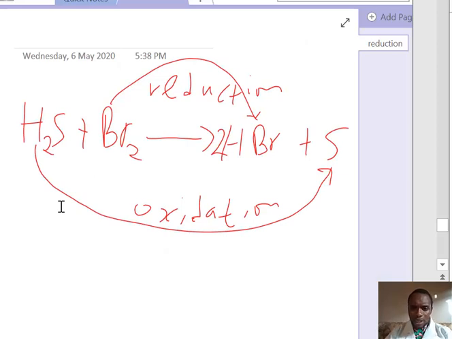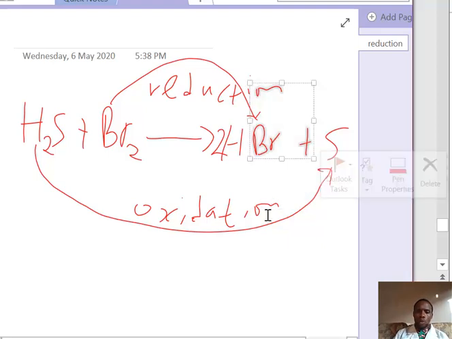Now, when you look at the reaction between hydrogen sulfide and bromine to give us hydrogen bromide and sulfur, you discover that here sulfur is with hydrogen and here sulfur is without hydrogen. So in that case, hydrogen has been removed from sulfur. In that case, this is oxidation, as we said that oxidation is the removal of hydrogen from a substance.